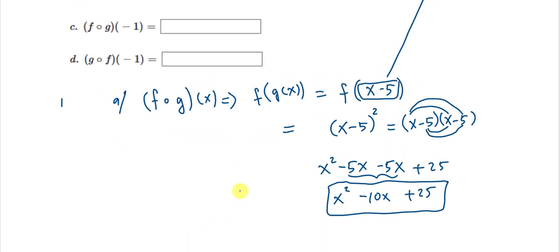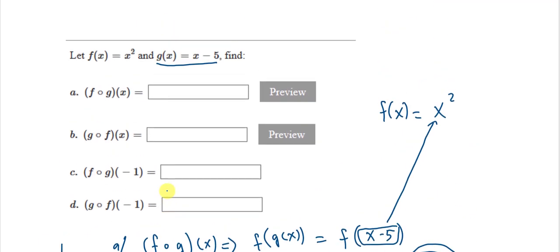So C, we are given a numerical value for the argument. So again, f composed with g when the value of x is minus 1. The same thing, f is the outside function, g is the inside function. In this case, we have the real value minus 1. So all you do now is figure out what is g of minus 1. Right? What is g of minus 1?